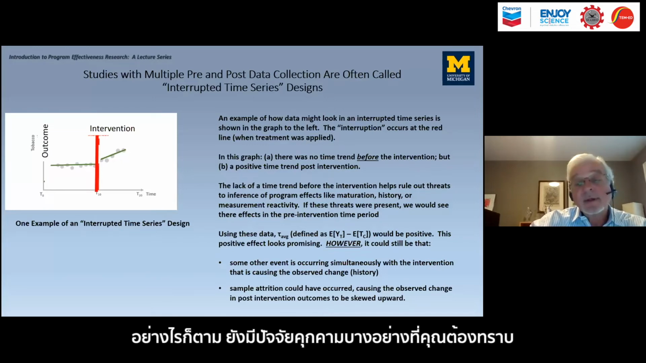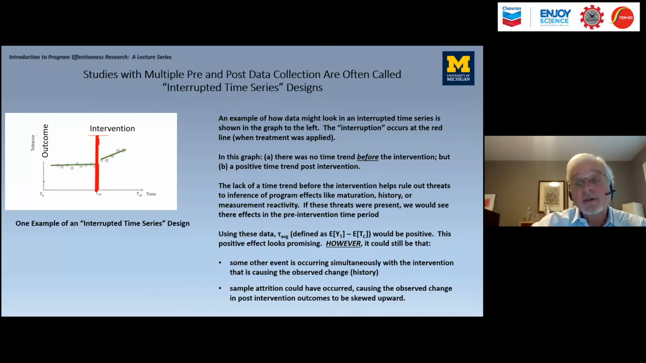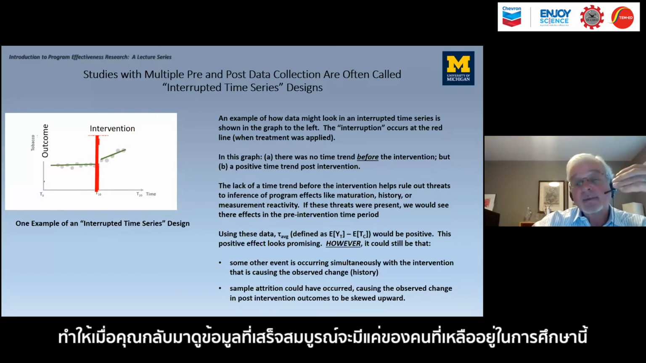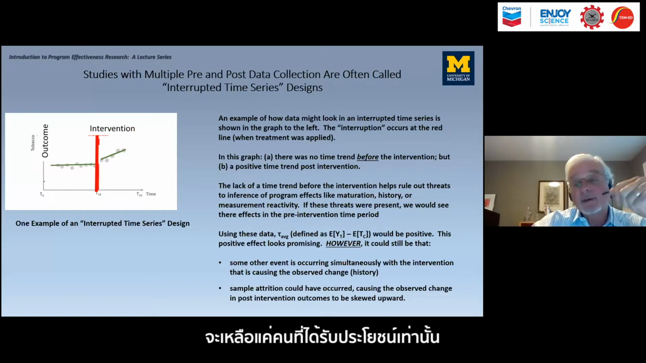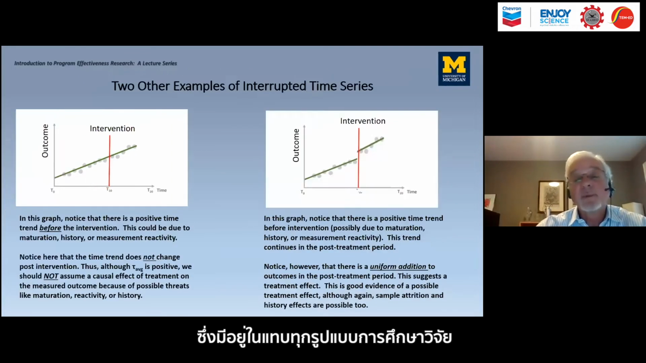However, there are still some threats that you have to be cognizant of. One is that some event occurred simultaneously with the intervention that caused this observed change. And you could have had attrition in your sample, so that when you come to look at complete data only on the people left in the study, the people who left were those who would be least subject to benefit from the intervention, leaving only those people who are subject to benefit. That's the sample attrition problem. It's present in just about any form of study.